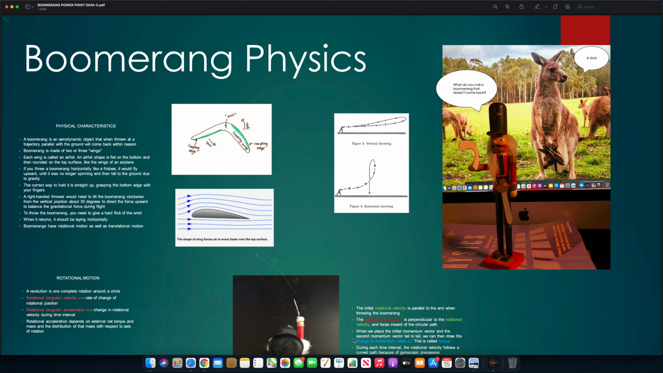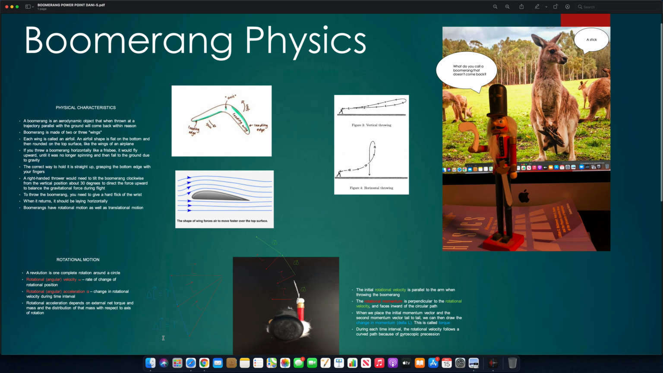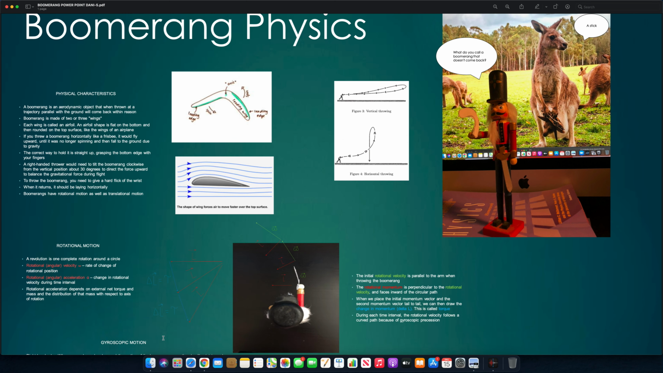So when we're holding our banana boomerang, right-handed people will tilt it a little bit, about 30 degrees clockwise from our vertical position, and that will give it the correct angle so it spins in the circle and comes back to you. When you're ready to catch it, it comes back flat like a frisbee. Boomerangs have rotational motion as well as translational motion. As the boomerang is moving in the air, it's also spinning, so it has both rotational and translational motion.